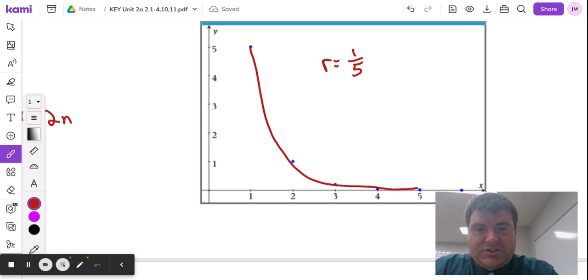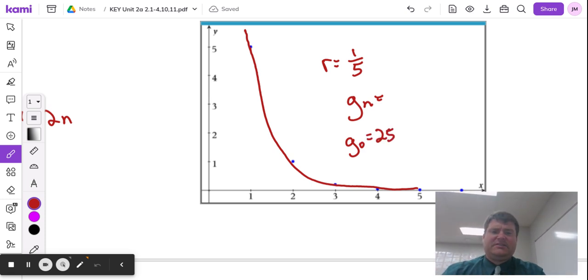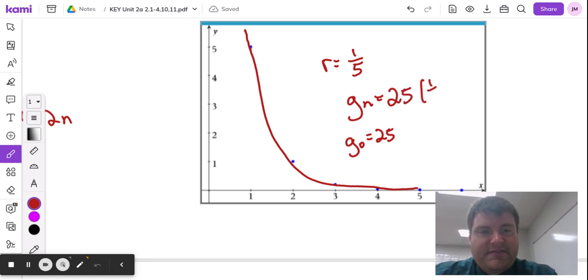Okay, so g sub n for this one is going to be, well, if we're dividing by 5, I need to find my g sub 0. I'm going to be increasing, so it's the opposite. So g sub 0 is going to be 25. It makes sense because if I take 25 divided by 5, I'm going to get the g sub 1. So I'm going to get 25 times 1/5 to the n.